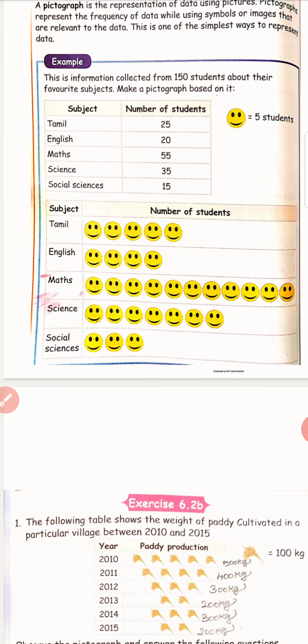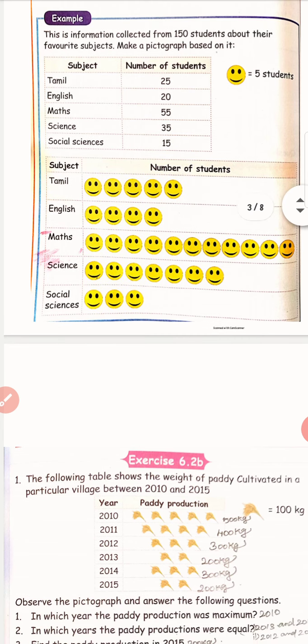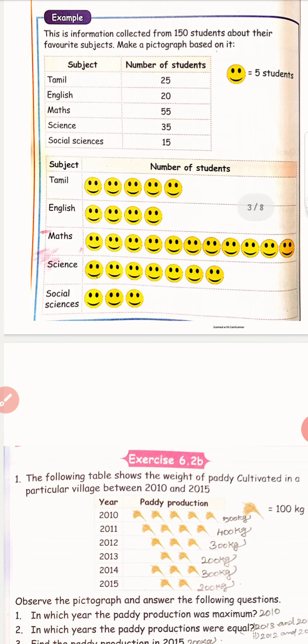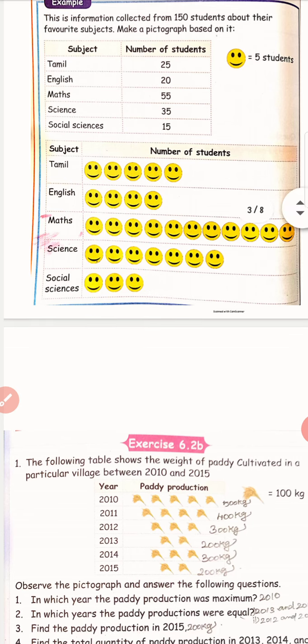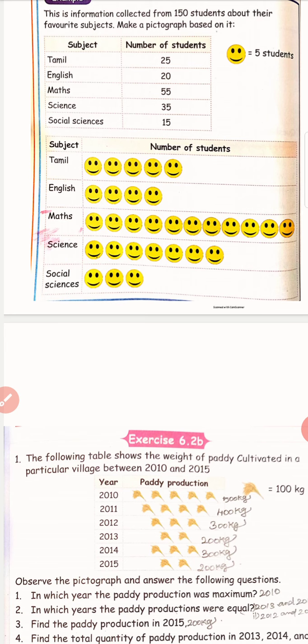The next one, English. How many students like English? 20. So you use smiley pictures. One picture represents 5 students, so how many pictures do we draw? 4. Okay, 4 fives are 20.